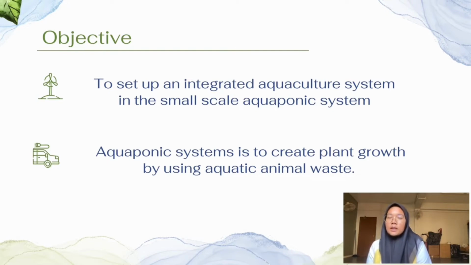The main objective of the lab practical is to set up an integrated aquaculture system in a small-scale aquaponic system. The second objective is to create plant growth by using aquatic animal waste. That's all for the objective.